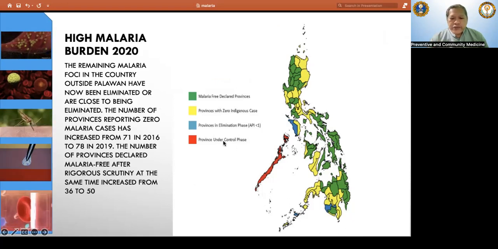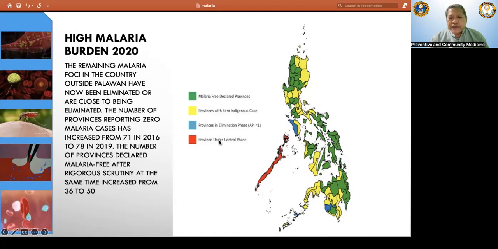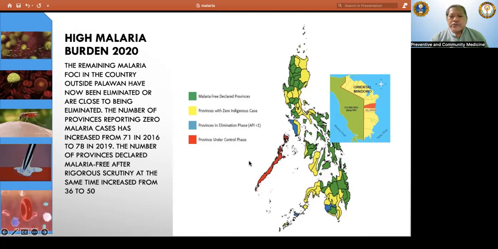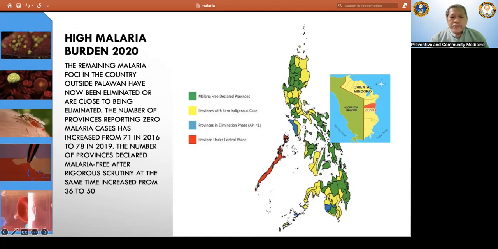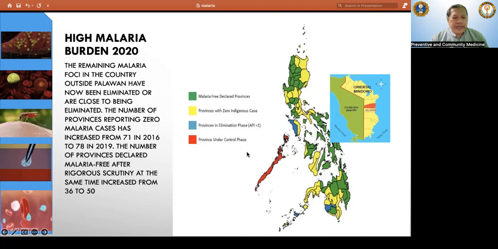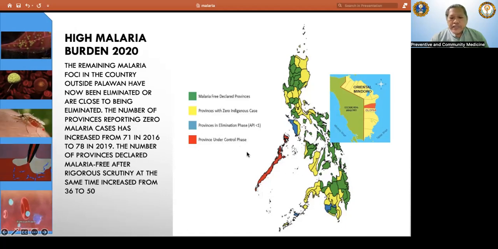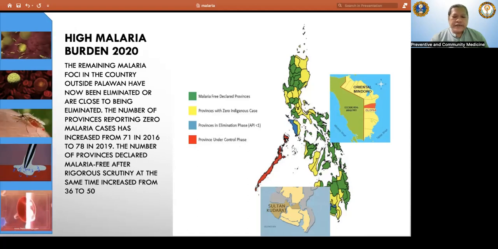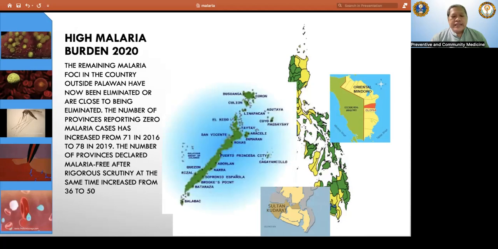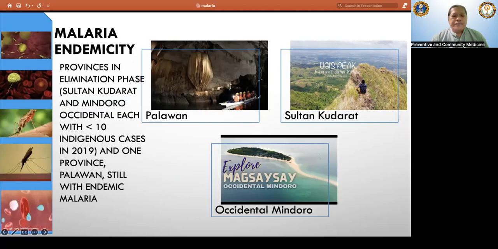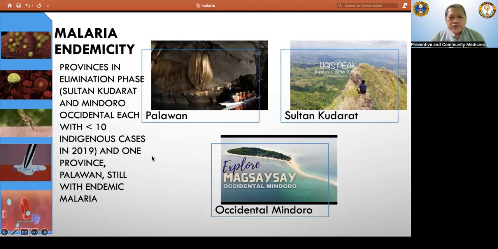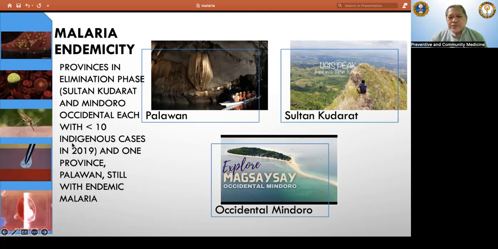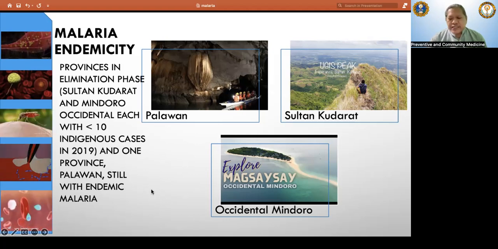Okay? So makikita nyo yung province under control phase pa rin is only Palawan. Okay? So Palawan na lang ang under control phase. Yung Mindoro, hindi na siya control, eliminated na sa Mindoro, and also in Sultan Kudarat, eliminated na rin siya. Okay? So Palawan na lang talaga endemic ang malaria. So yung Sultan Kudarat and Occidental Mindoro, less than 10 indigenous cases na lang sila in 2019. Okay? Pero in Palawan, it's still endemic.